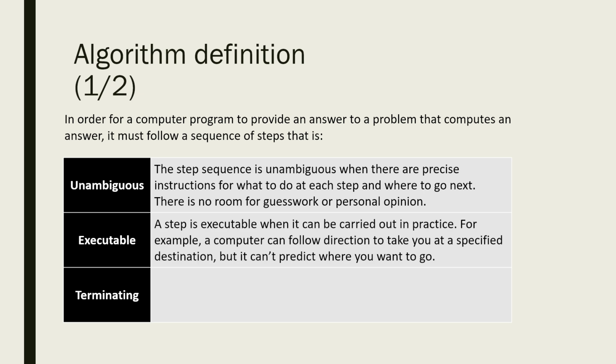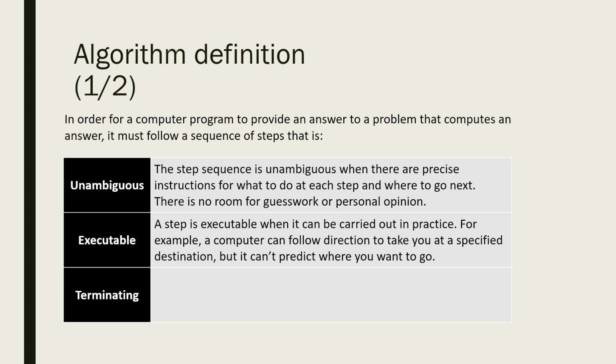Executable means that it can be carried out in practice. You cannot ask a computer to do a program that foresees the future. You cannot do it, so the computer cannot do it. You can't ask a computer to guess. Really, guessing is impossible for a computer. It must be something that can be carried out in a very deterministic way.